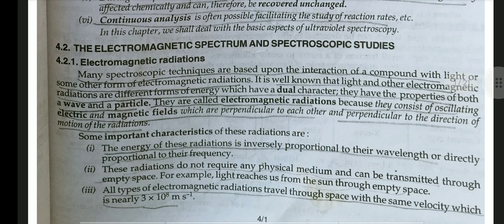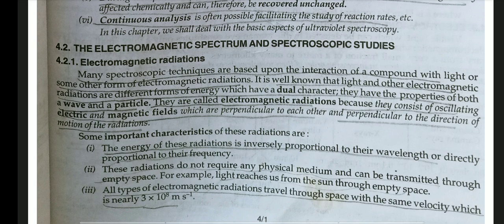Electromagnetic radiations. Many spectroscopic techniques are based upon the interaction of a compound with light or some other form of electromagnetic radiations. It is well known that light and other electromagnetic radiations are different forms of energy which have a dual character. They have the property of both a wave and a particle. They are called electromagnetic radiations because they consist of oscillating electric and magnetic fields which are perpendicular to each other and perpendicular to the direction of motion of radiations.